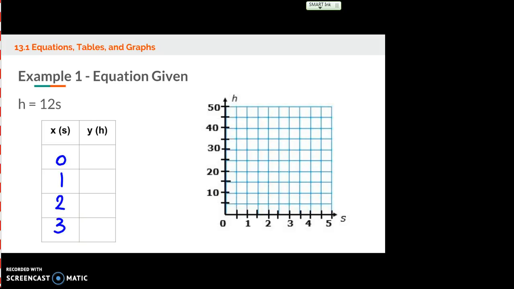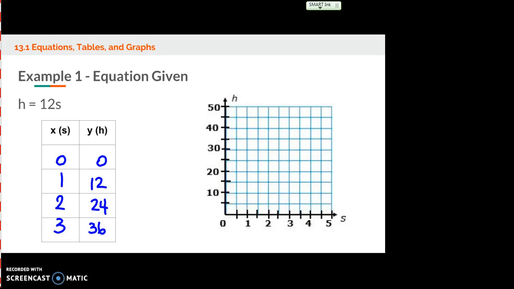All right. Based on that now, we are going to plug a 0 in for s, solve it, and our answer then is going to be our y, or in this case, our h. So 0 times 12 is 0. 12 times 1 is 12. 2 times 12 is 24. And 3 times 12 gives us 36. All right, so there's our table. We plugged in some numbers.